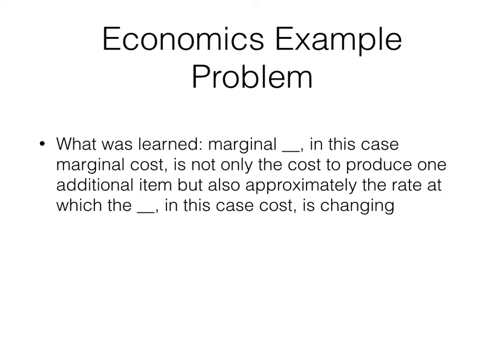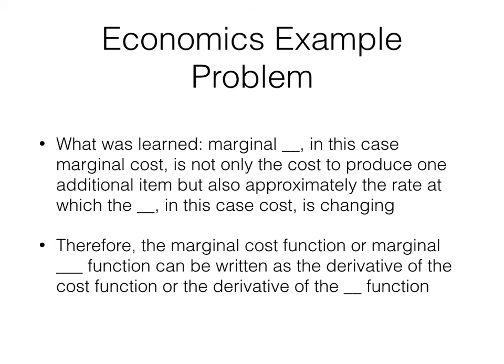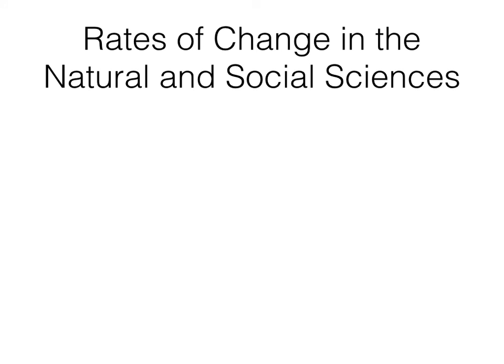So what did we learn from that? We learned that marginal whatever, in this case marginal cost, is not only the cost to produce one additional item, but also approximately the rate at which whatever it is, in this case cost, is changing. Therefore, the marginal cost function or marginal whatever function can be written as the derivative of the cost function or the derivative of the whatever function.